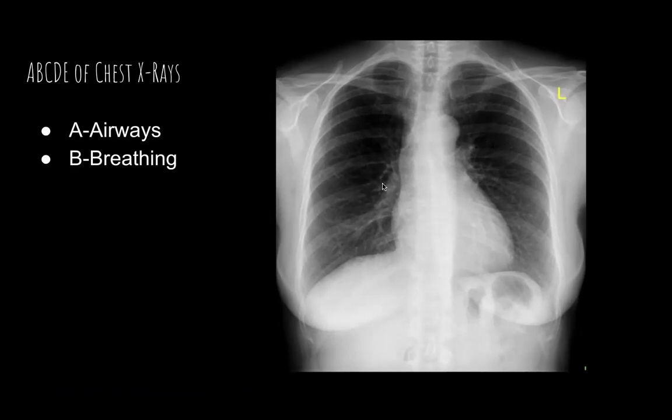Another thing you want to look at is the vascular markings of the lungs, which are these guys right here, on the sides. You want to make sure these aren't too full either when you're looking at a chest X-ray.